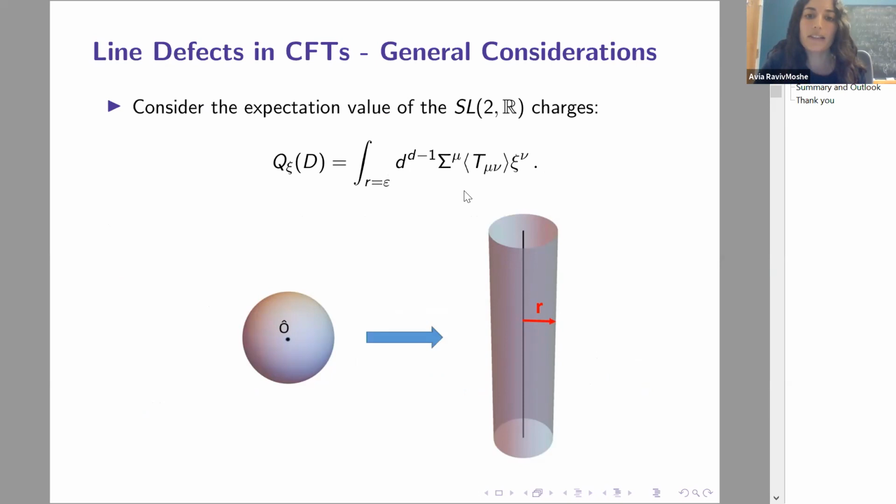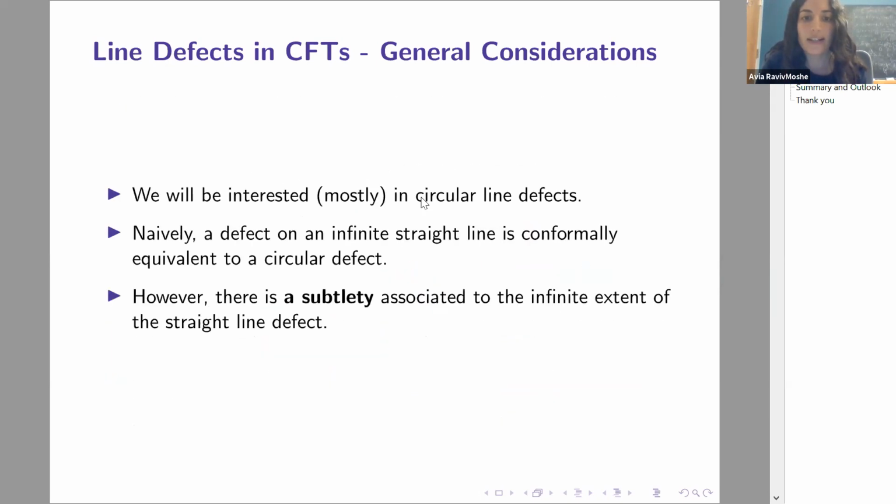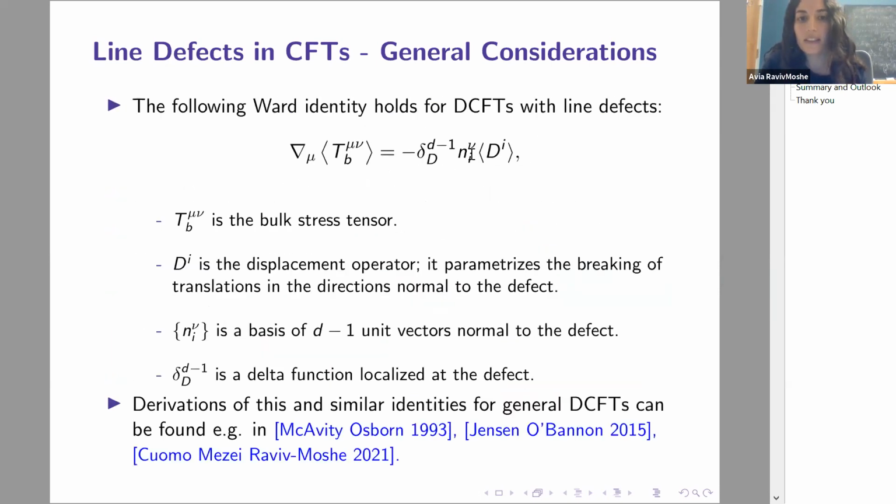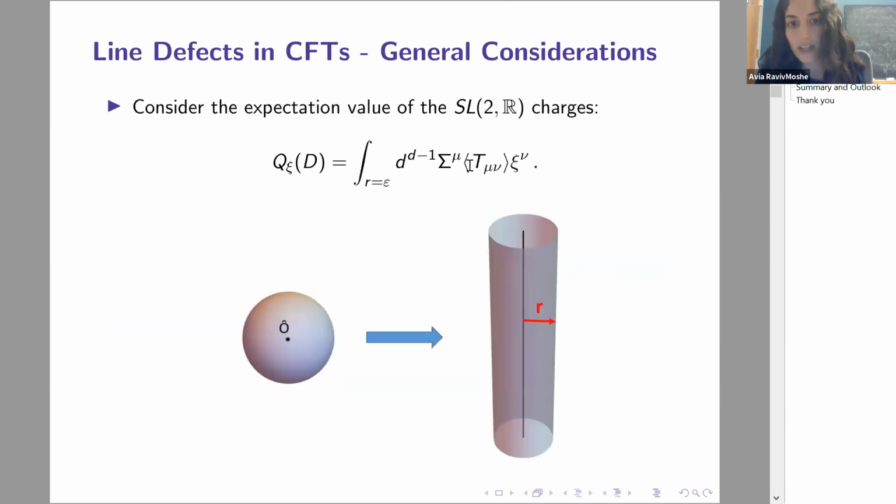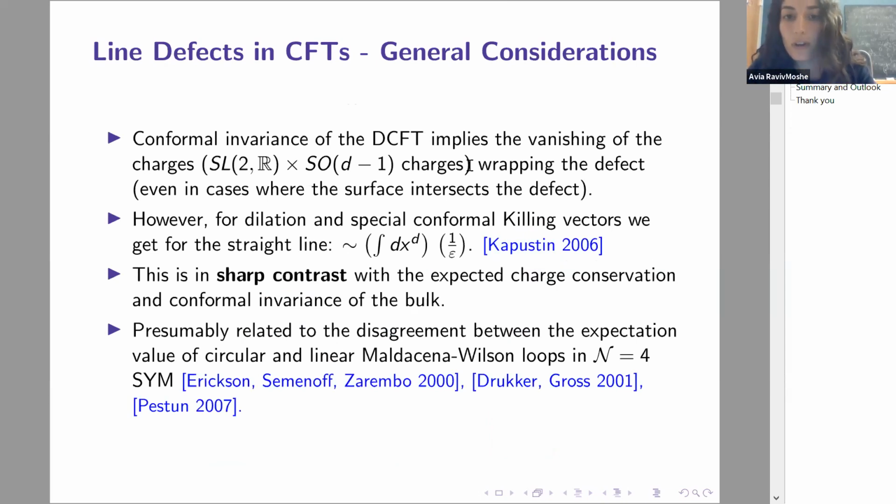And then you can calculate these charges and use this Ward identity. And the normal components don't contribute anything, they just vanish automatically. So you end up integrating over nothing, and therefore the charges vanish. Now, for conformal defects, the charges must vanish even in cases where the surfaces intersect the defect, by definition of the conformal field theory.